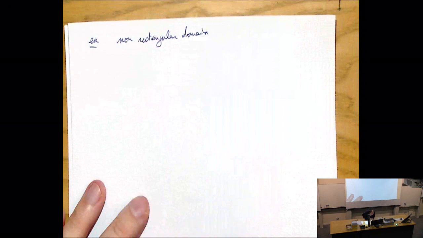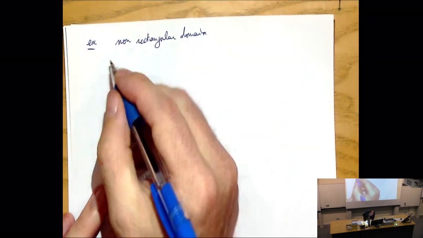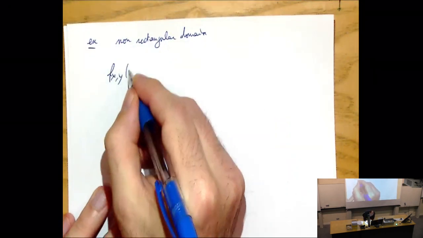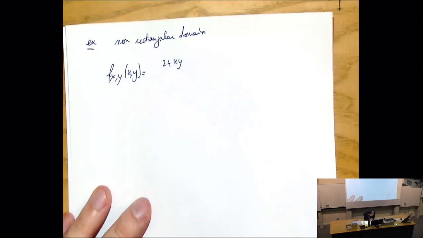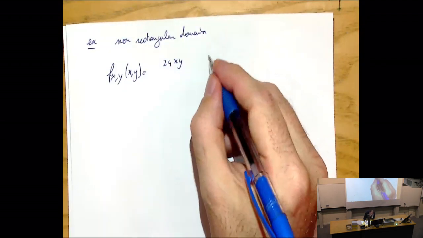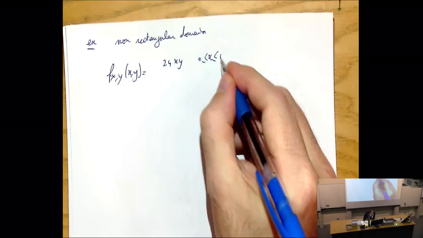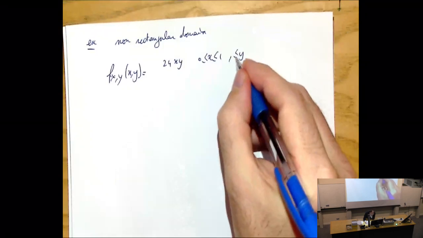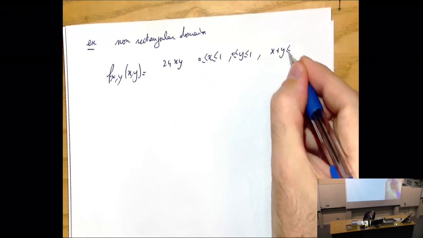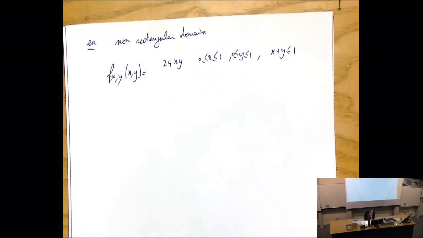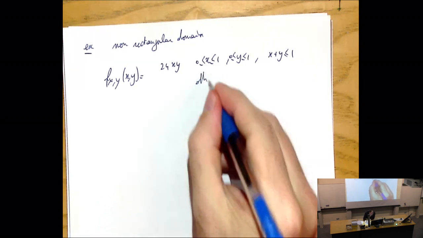Right, so what if we have a non-rectangular domain? Let's have an example here. I have this joint PDF that is given by 24xy when x is between 0 and 1, y is between 0 and 1, but I have an additional constraint here that says x plus y has to be smaller than 1, and otherwise it's 0.